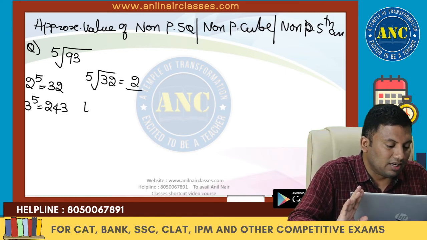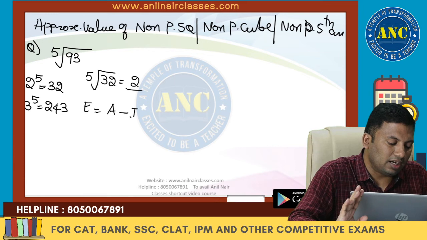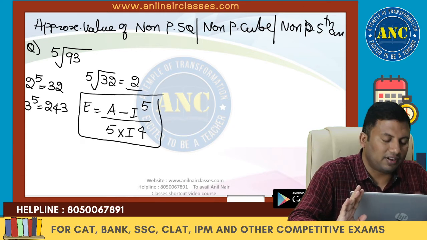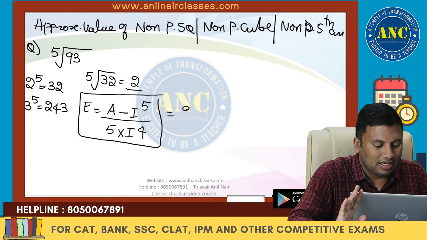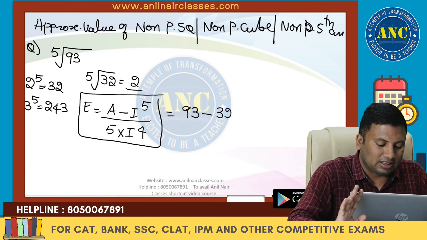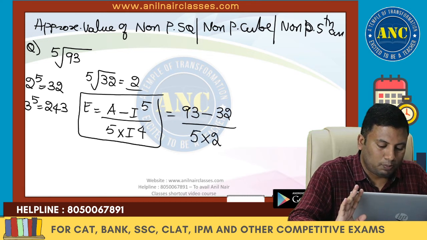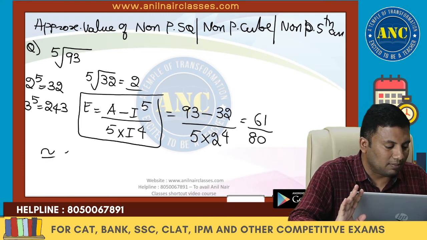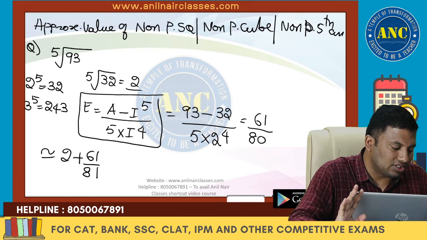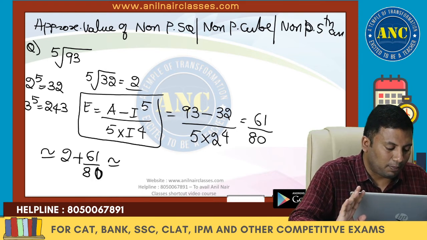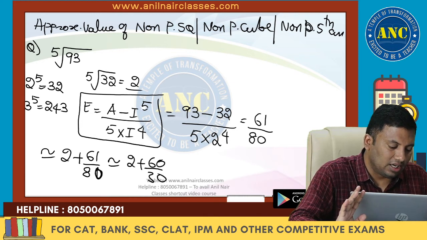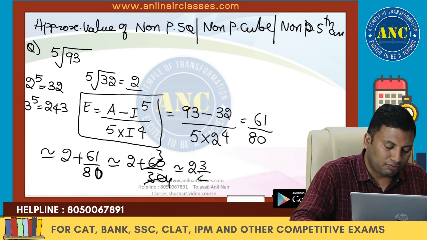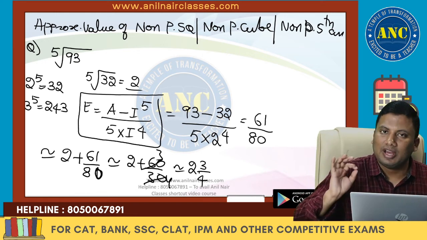So what is the estimated value we got? A minus I power 5 divided by 5 into I power 4. A is 93, so 93 minus 32 divided by 5 into 2 power 4. This is nothing but 61 divided by 80, since 16 5s are 80. So the answer is nothing but 2 plus 61 by 80. If I approximate it to 2 plus 60 by 80, that is 2 plus 3 by 4. So approximately it is 2 and 3 by 4, convert it into a decimal value. I hope the logic is clear.